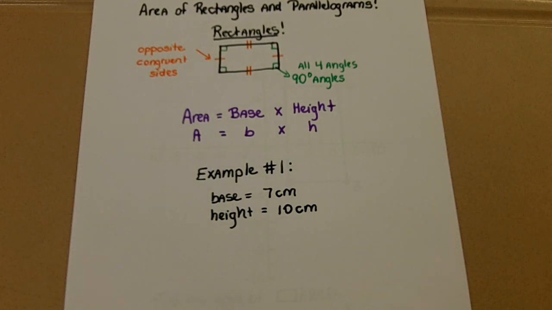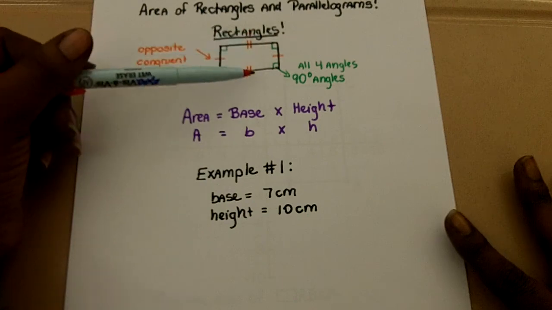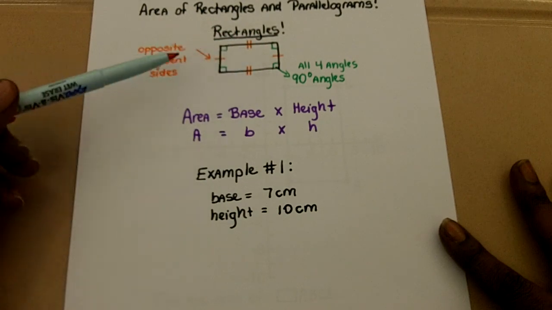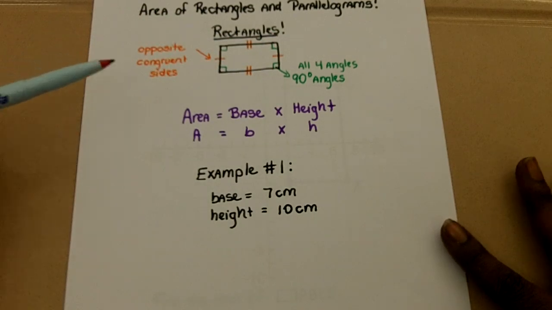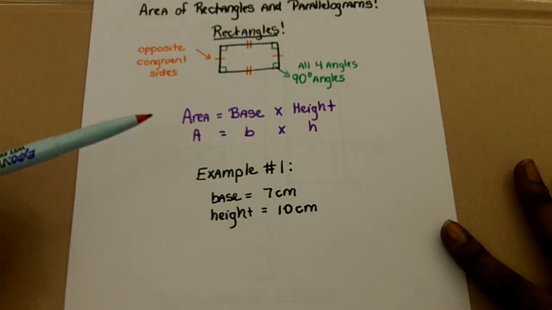Hello, today we are going to talk about area of rectangles and parallelograms. Rectangles are also known as quadrilaterals because they have four sides. And a rectangle will have opposite sides that are congruent, and all four angles will be 90 degrees. When you see a four-sided figure with these characteristics, that is a rectangle.